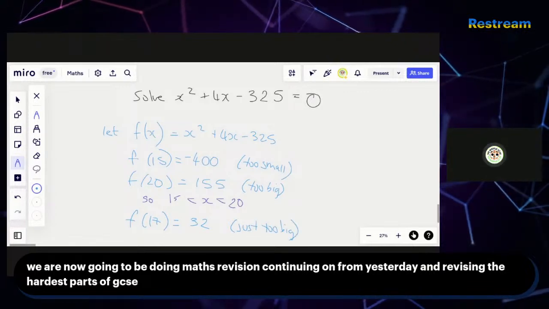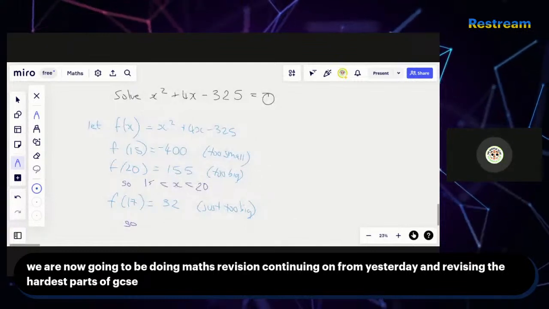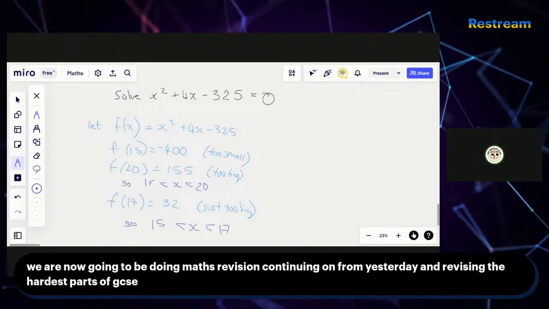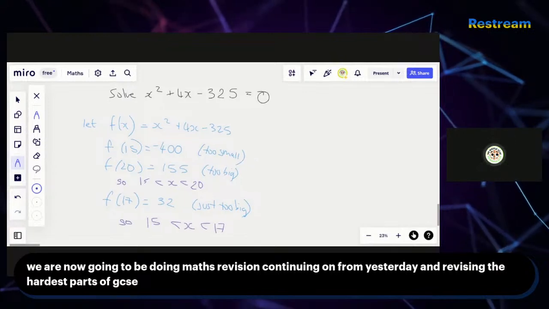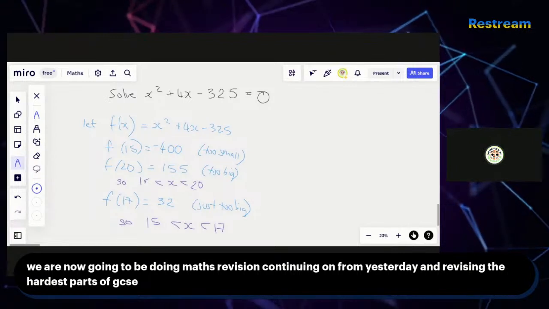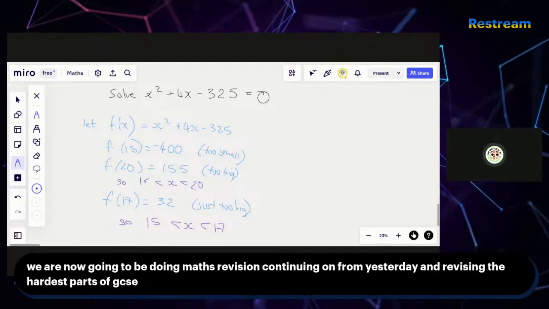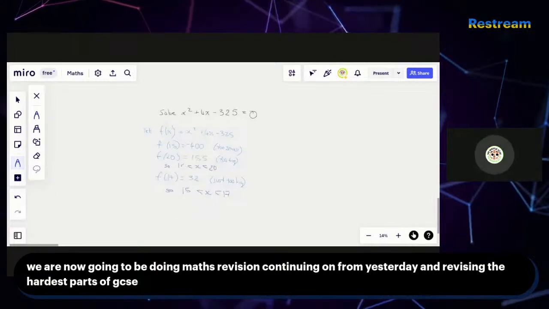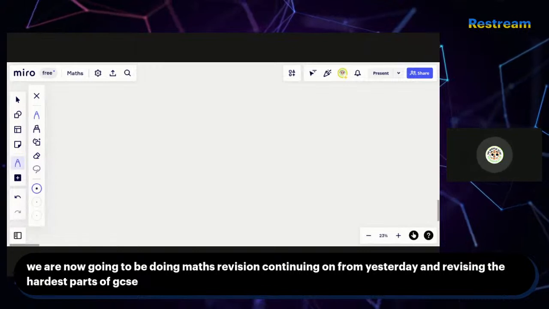So we now know, and we have to update this, that the answer is between 15 and 17. And we keep repeating this until we get the answer to one decimal place. Now, the final method of this type of thing is called iteration. So iteration is another calculator method, so you may only be asked about it in the paper. And again, it's to do with quadratics.